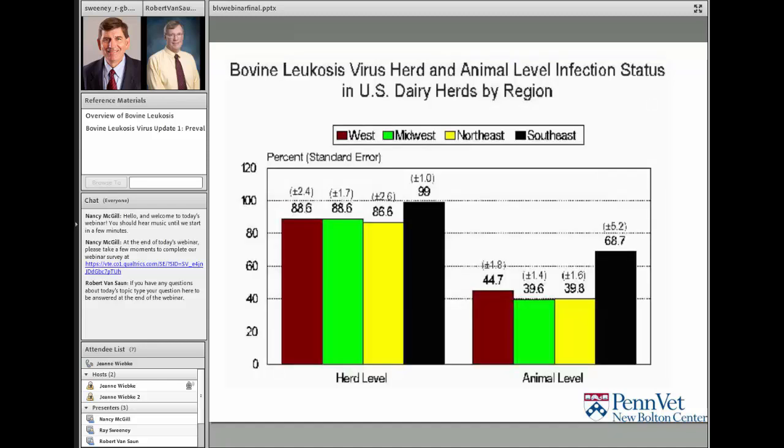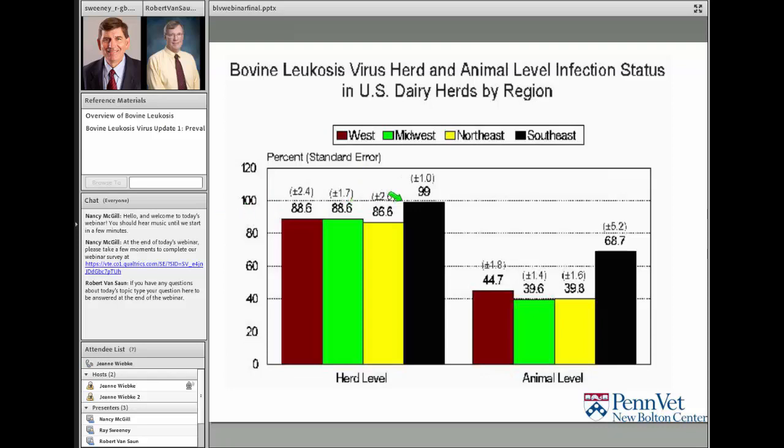Well, how widespread is this infection in the United States? We know that in Europe the incidence is fairly low, but unfortunately in the United States it is not, partly due to many of the factors I mentioned as far as how easily it's spread. These are the results of a survey that was performed about 7 or 8 years ago by the USDA National Animal Health Monitoring Service. It breaks down the percentage of herds that have at least one infected animal for various geographical regions in the United States.